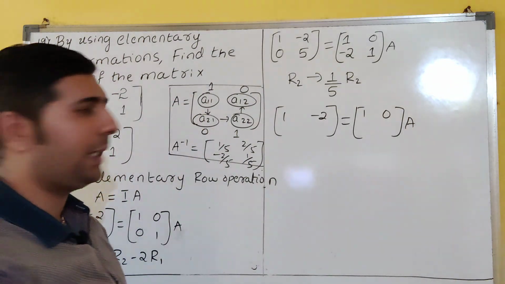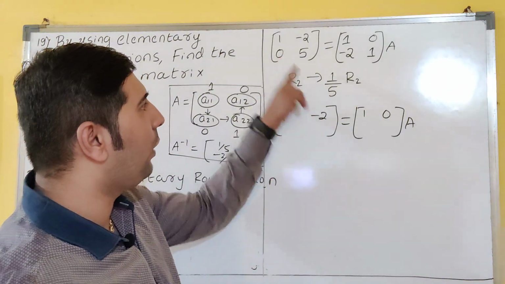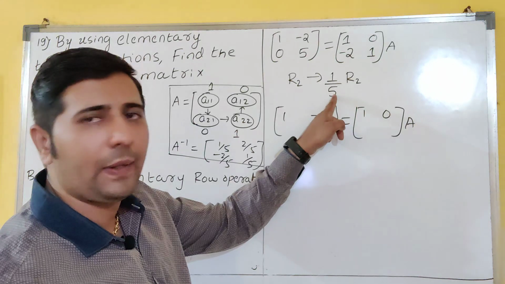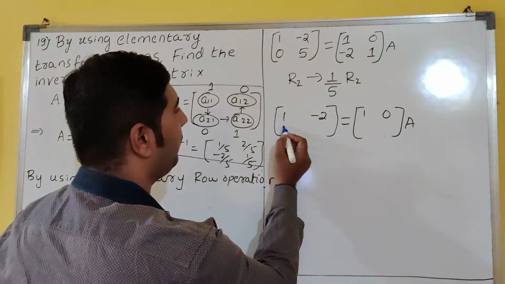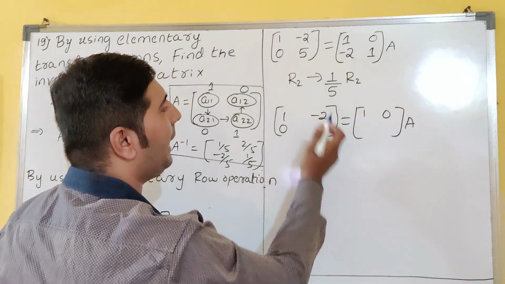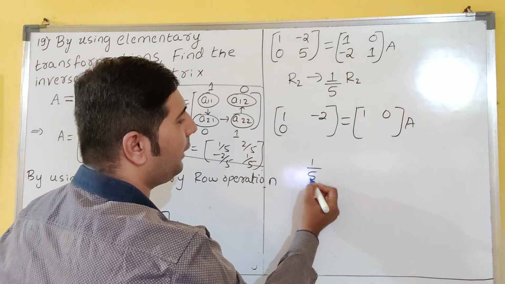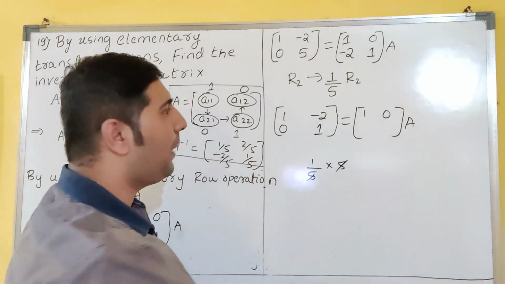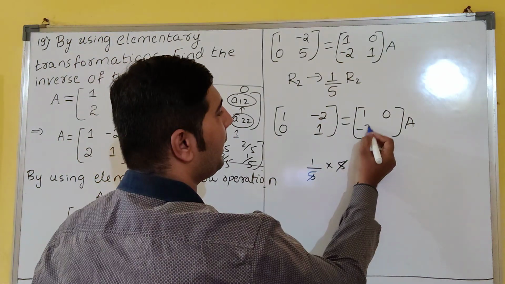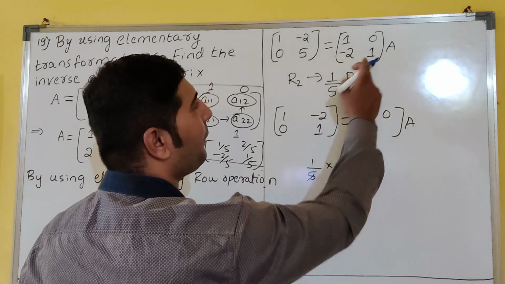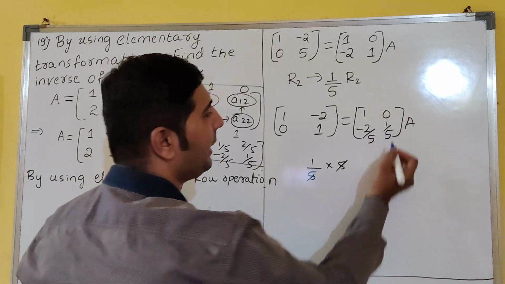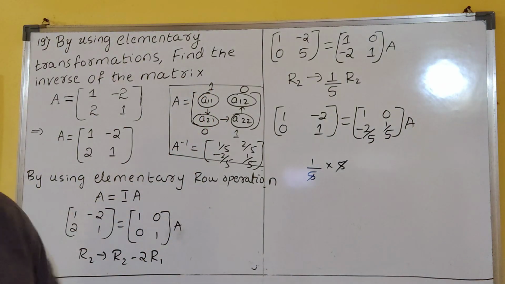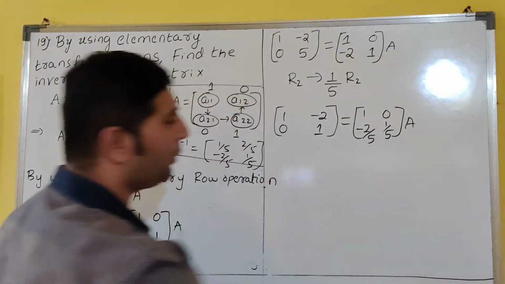Clear? So now see. 1 by 5 into 0. R2 what you are multiplying? 1 by 5. 1 by 5 into 0 is 0. 1 by 5 into 5. If 5 gets cancelled, you will remain with 1. So 1 by 5 into minus 2 is minus 2 by 5. 1 by 5 into 1 is 1 by 5, dear students. Clear? Understood?